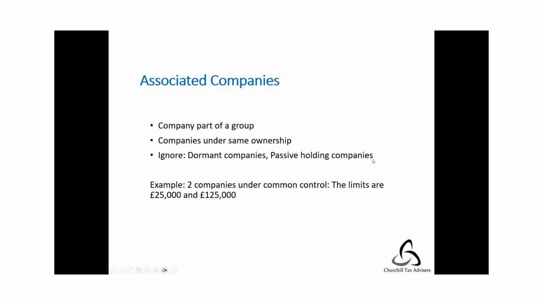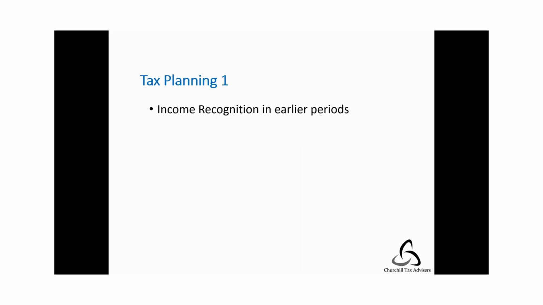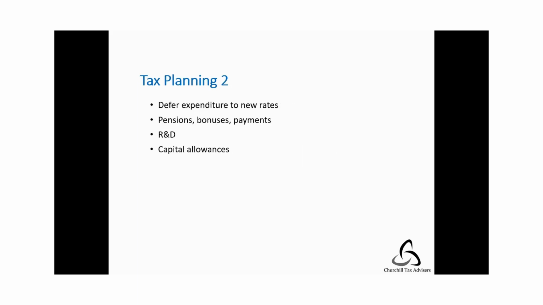Passive holding companies are not considered as an associated company. Dormant companies are not considered as an associated company. So as long as they go dormant, they don't need to shut the company down. But you should be able to prove that this can be done.